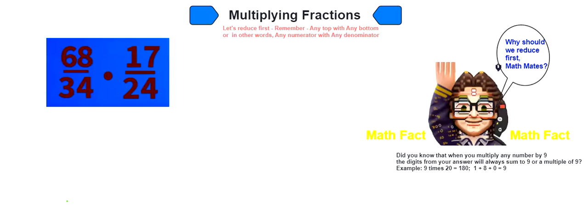Did you know that when you multiply any number by 9, the digits from your answer will always sum to 9 or a multiple of 9? 9 times 20 is 180. 1 plus 8 plus 0 is 9. Cool beans. All right, let's get started.